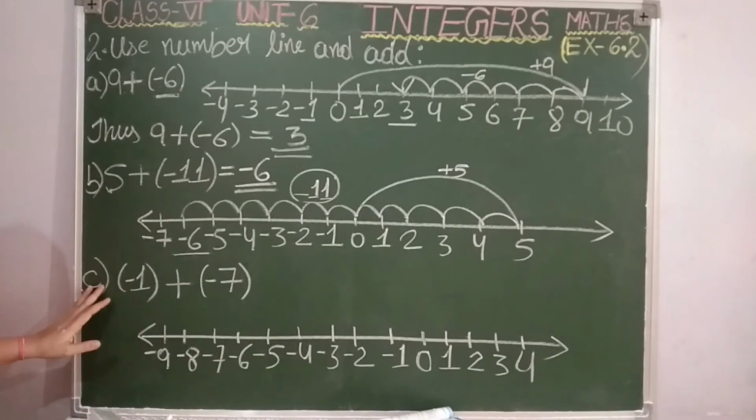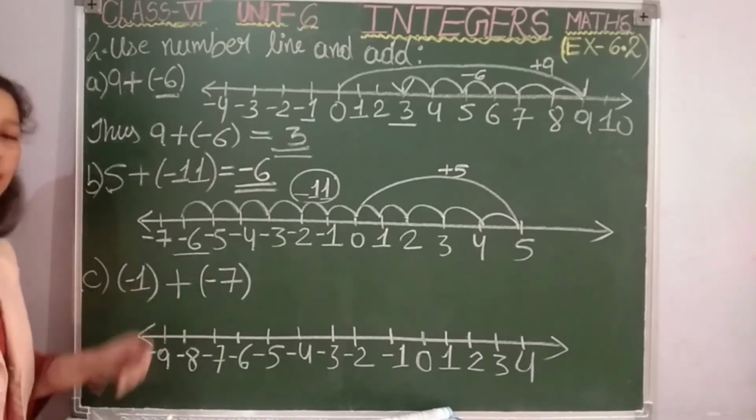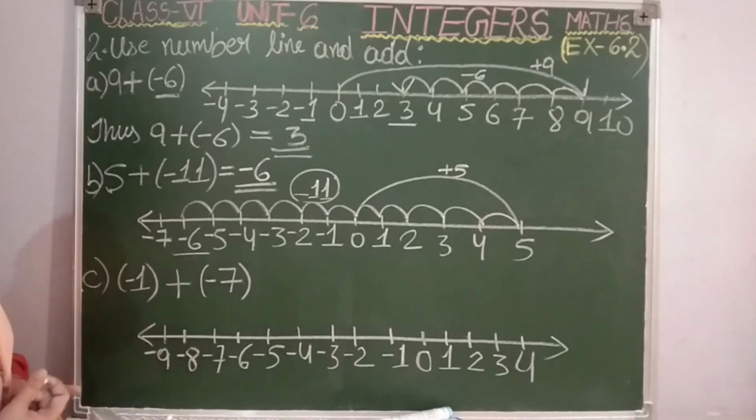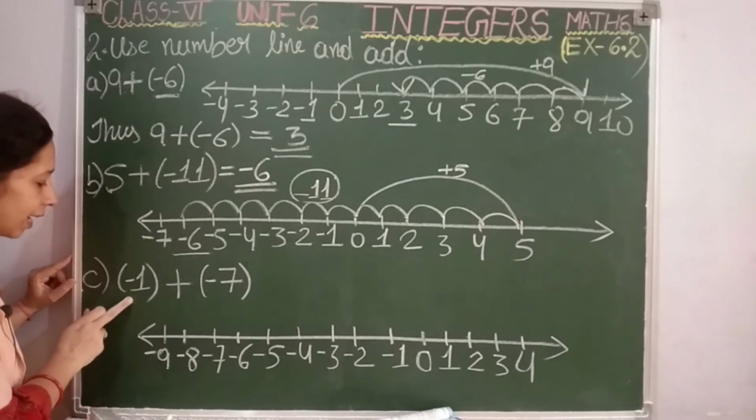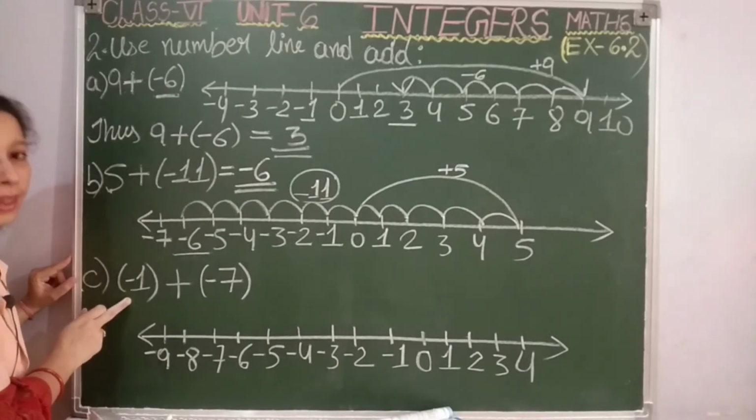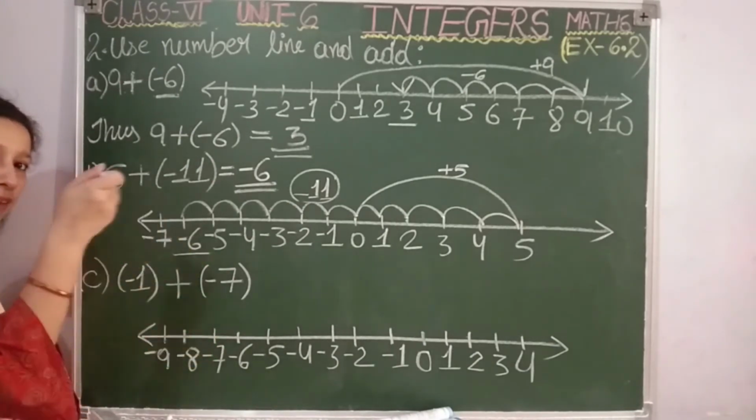Point number C also: minus 1 plus minus 7. So you have to add minus 1 and minus 7, students. No problem, now we know how to solve it. Now from where do I have to start adding? I have to start adding from minus 1. That means from 0 first I have to come to minus 1.